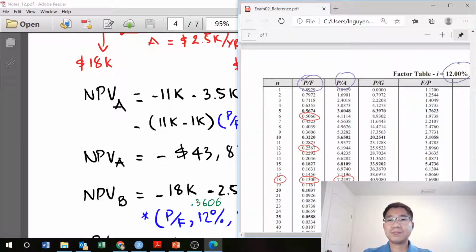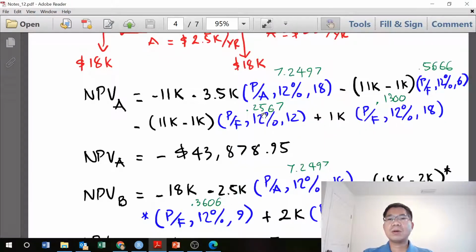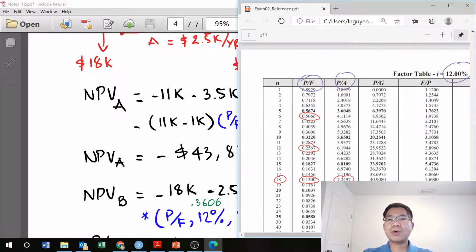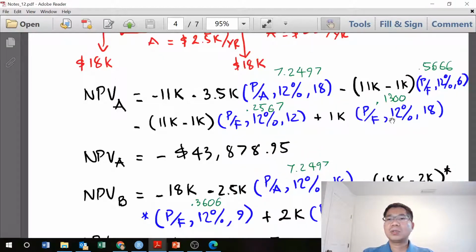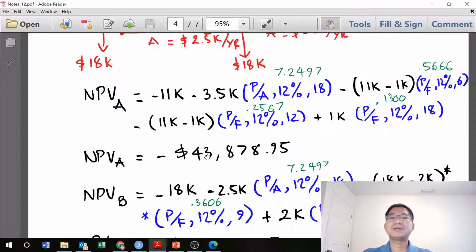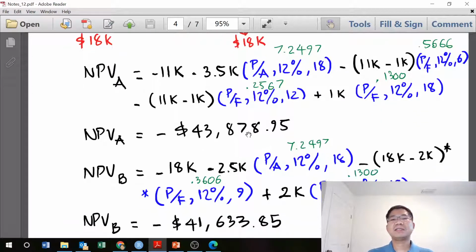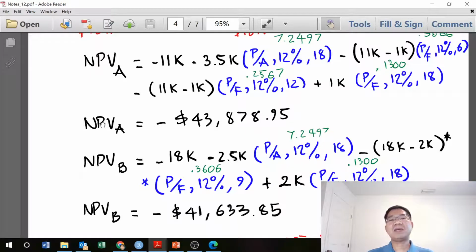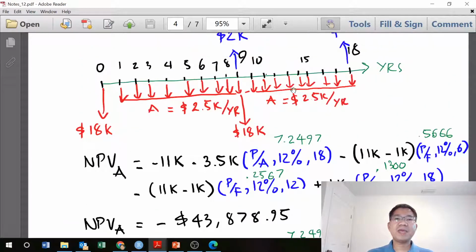P over F 12%, 6 is 0.506, should be 0.5066. And then 0.2567, and 0.13 for P over F 12%, 18. So you have that one, and you get negative 43,878.95 for NPVA. Similarly, we have NPVB from that one.